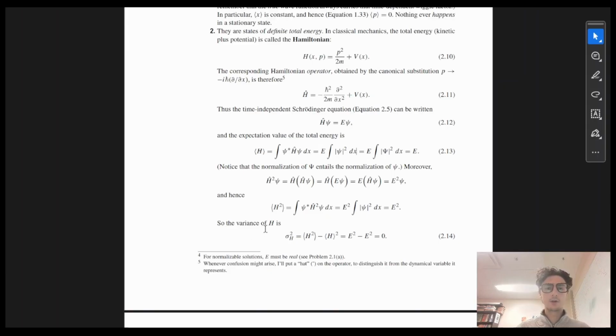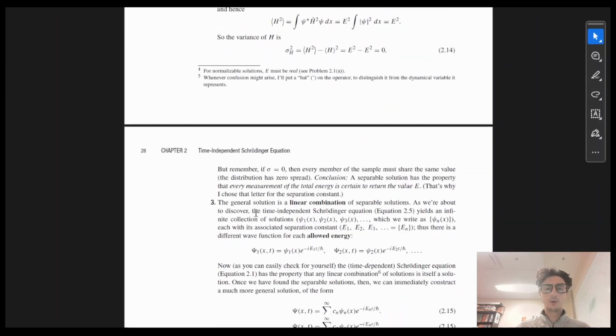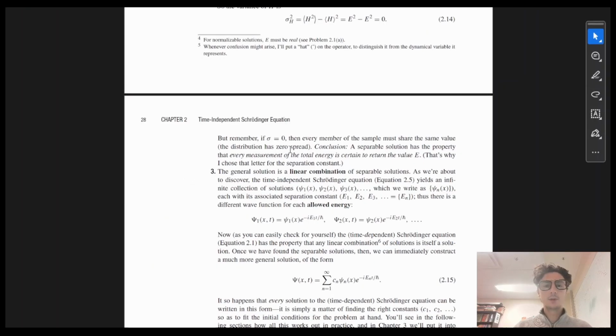The variance is calculated. The variance of H, sigma squared subscript H, is equal to the expectation value of H squared minus the expectation value of H, squared, which is E squared minus E squared, which equals 0. Remember, if sigma equals 0, then every member of the sample must share the same value. The distribution has 0 spread. Conclusion: a separable solution has the property that every measurement of the total energy is certain to return the value E. That's why I chose the letter E for the separation constant. Not sure what all that meant.